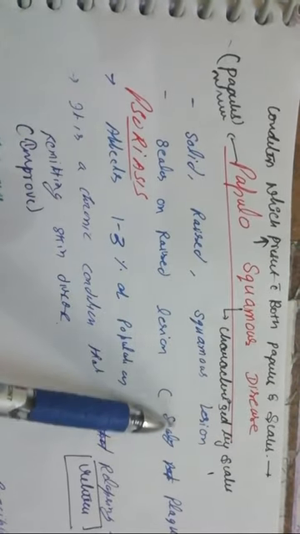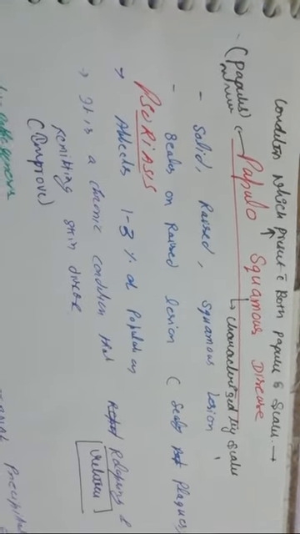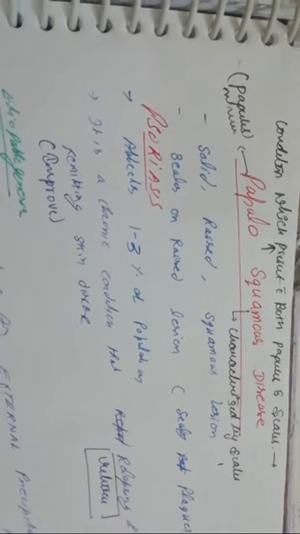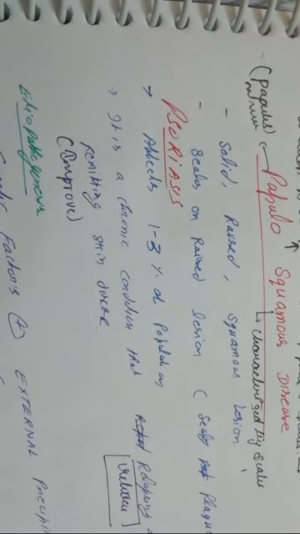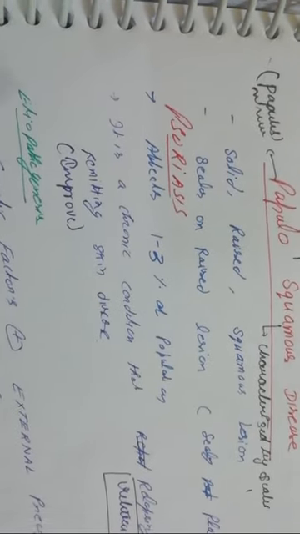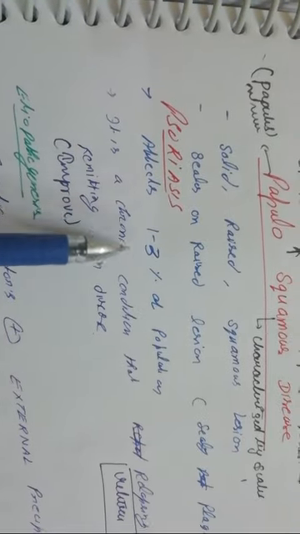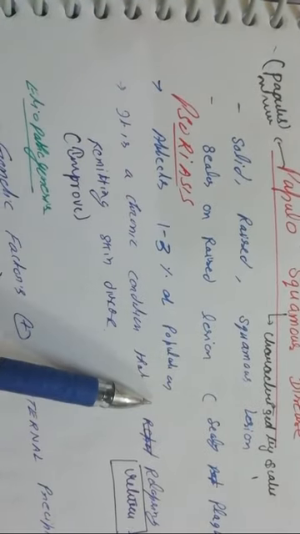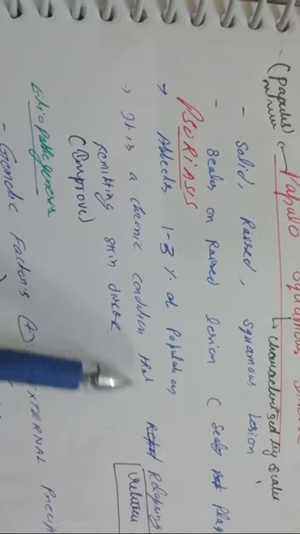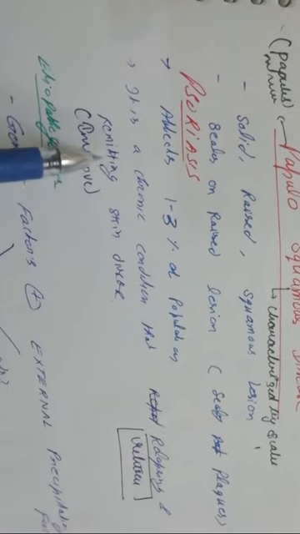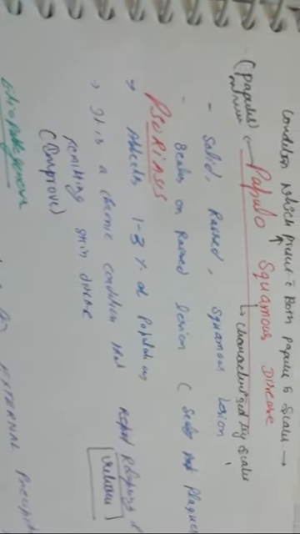So under this it's written that there are solid raised squamous lesions, scales on raised lesions. It's also written that psoriasis affects 1 to 3% of the population. It is a chronic, relapsing and remitting skin disease. So let us understand them, guys.